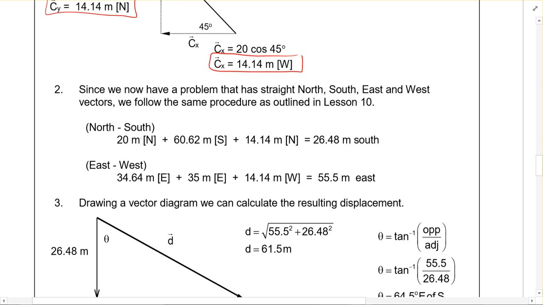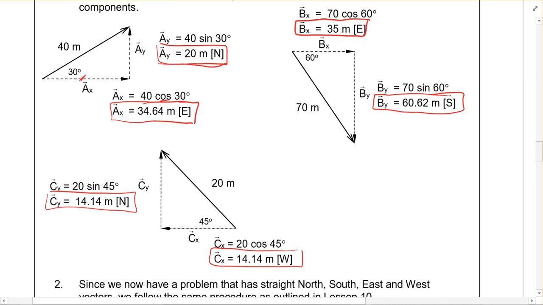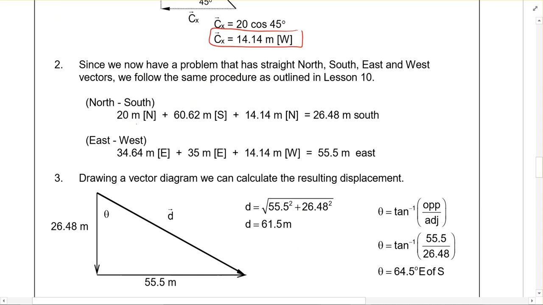So the north and south ones, so all of our y's, so that one, and that one, we're going to just add them all together. So 20 meters north, 60 meters south, so we're subtracting the south, right? This could say minus 60.2, and then plus 14.14 meters north. If you add those together, you get this as a north-south vector. If you add up all the east-west ones, you get this as an east-west vector.